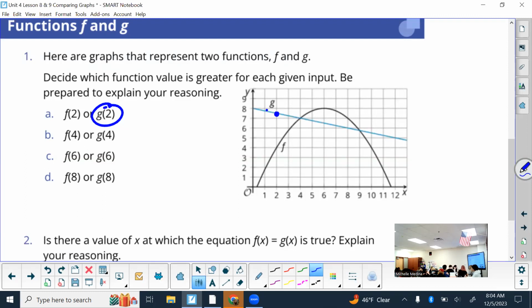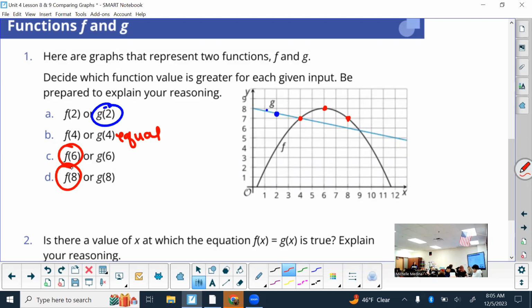They are the same. So look at where the input's 4. See where that touches on the graph. Sorry, my pen is taking the worst time to stop working. Okay, there it goes. But here it is. They are equal there. So neither of them are greater. Table 2, F of 6 or G of 6, which is greater? F of 6, I would agree. The U-shaped graph is higher than the line, so F of 6 is greater. Table 3, F of 8 or G of 8?